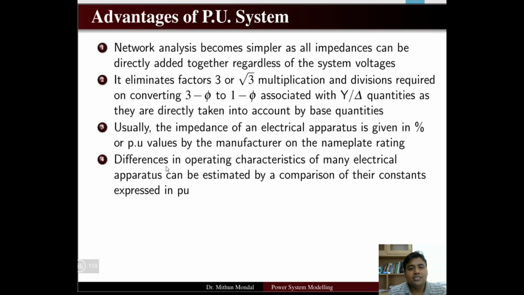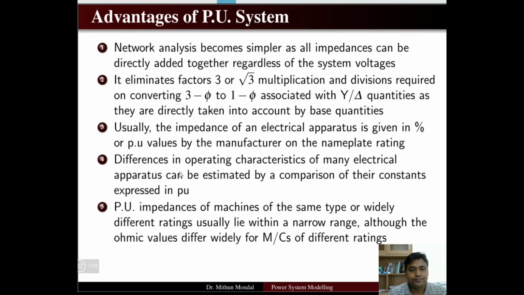Fourth advantage is that differences in operating characteristics of many electrical apparatus can be estimated by a comparison of their constants expressed in per unit values. So if we want to compare many electrical apparatus with differences in their operating characteristics, they can be compared by comparing their per unit values.